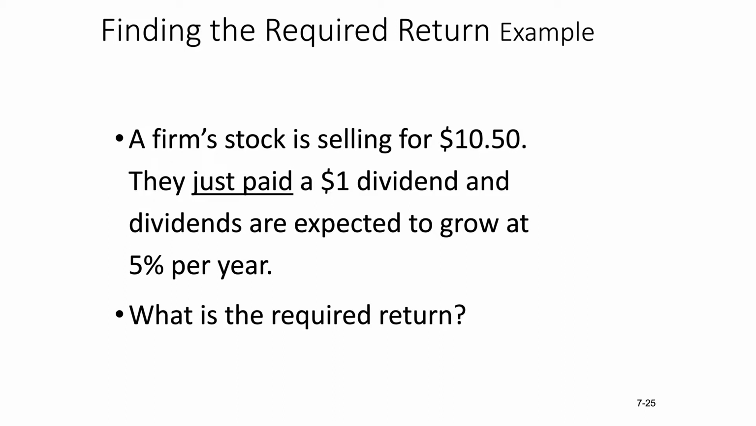A company's stock currently is selling for $10.50. They just paid a $1 dividend, and the dividend is expected to grow at 5% per year. Question, what is the required rate of return? We're using that formula, the earlier formula, but you need to make sure whether the $1 dividend is a D0 or a D1. Here, the $1 is a D0. So we have to use the formula that looks like this.